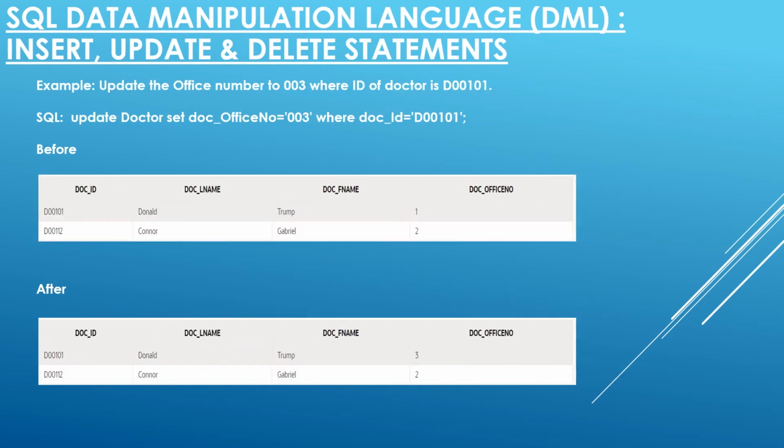Next, update. For example, update the office number to 003 where ID of doctor is D00101. Before, we can see that the doctor ID D00101 has the office number 1. After we apply our SQL, it updates to 3.